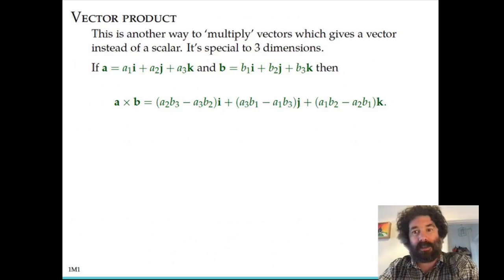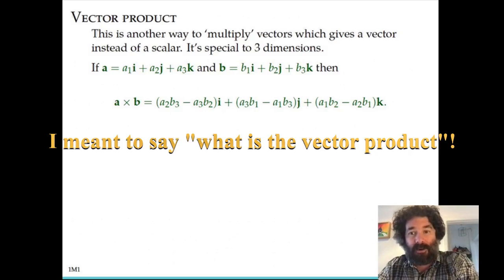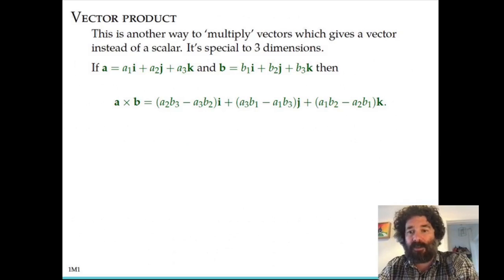Okay, so what is the vector product? Well, there are two definitions, as with the scalar product or dot product. I'm going to first give a straightforward definition that just tells you how to compute the vector product when you know the Cartesian components of a vector. And it is shown here on the slide.